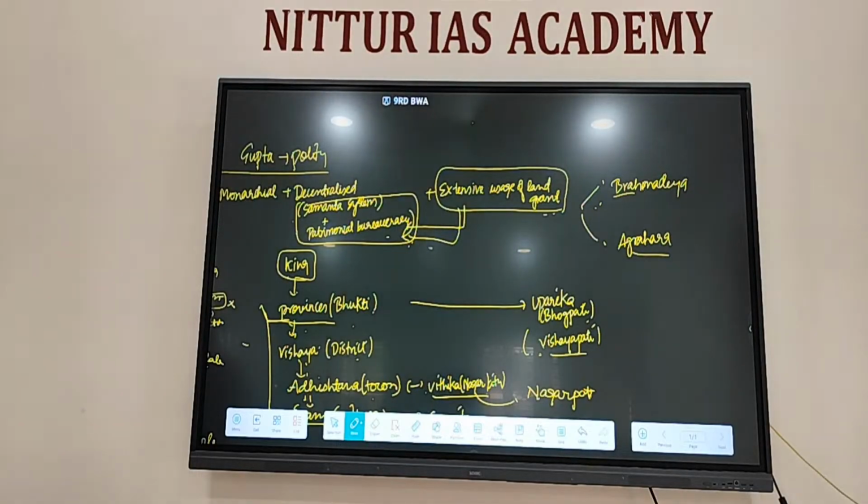It used to be tax-free villages. Agrahara is tax-free villages, granted mainly for educational institutions, and to the Brahmins.